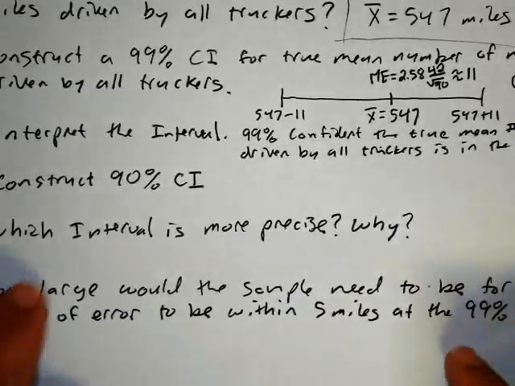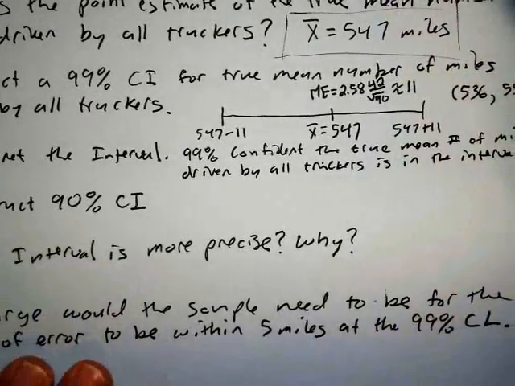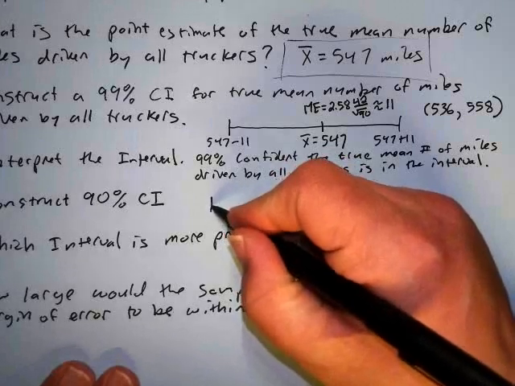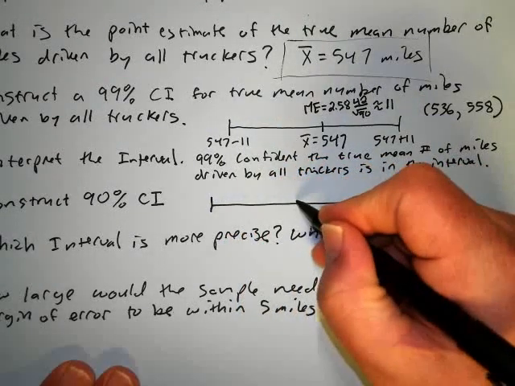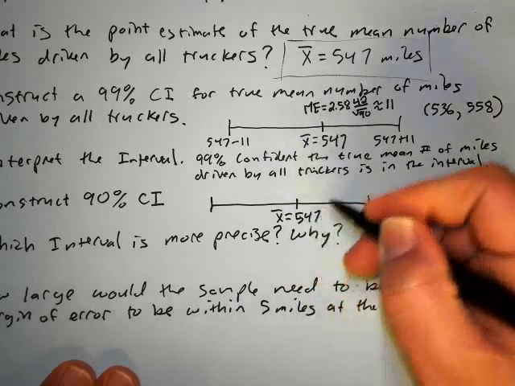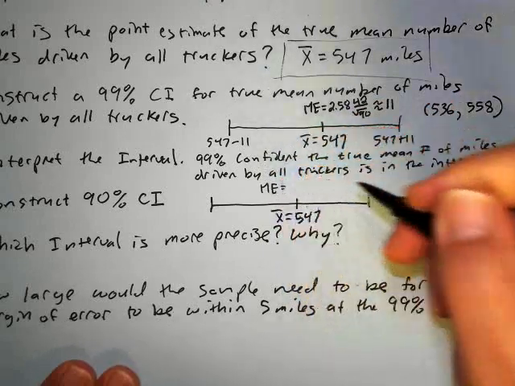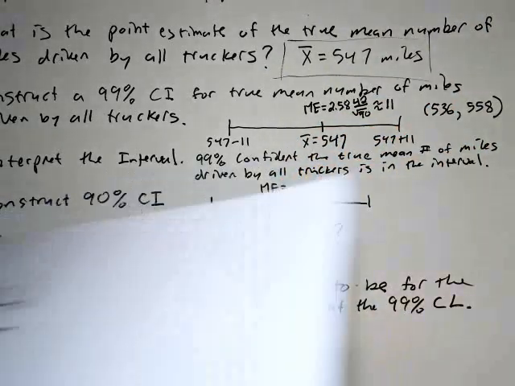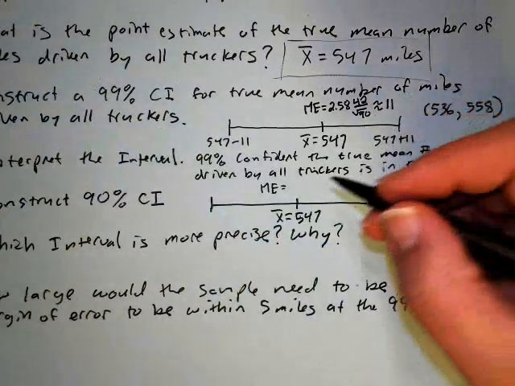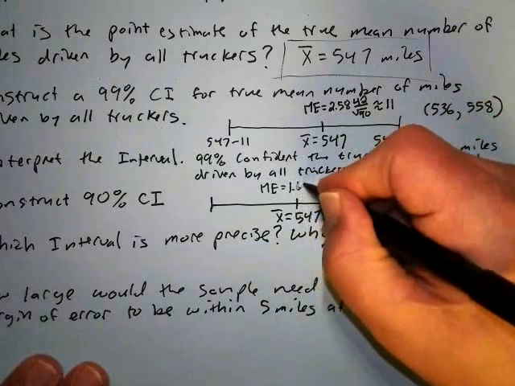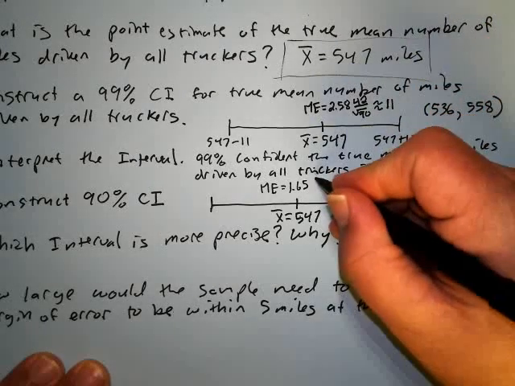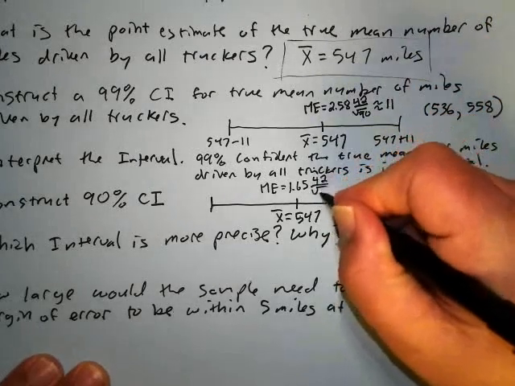Now it wants me to construct a 90% confidence interval. Maybe I'll zoom out just a little bit. So I'm going to do that right here. The center doesn't change, 547. So for my margin of error at 90%, let's go back to my table. For 90%, the critical value is 1.65. So 1.65 times the standard deviation, 42, over the square root of 90.